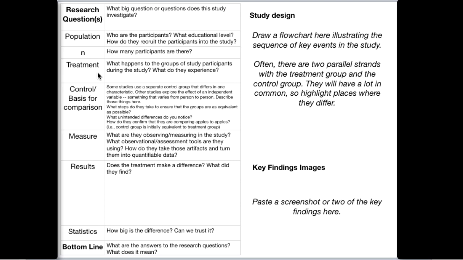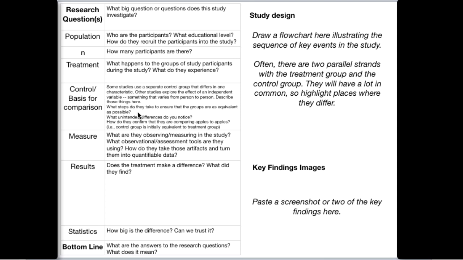And of course, in order to figure out whether or not it's working, you need to have some sort of basis for comparison, some control. Sometimes that's a separate control group. Other times you're looking at an independent variable, like how much of the drug do you apply or how much of a teaching intervention is there. And that is going to be described here in this basis for comparison row.